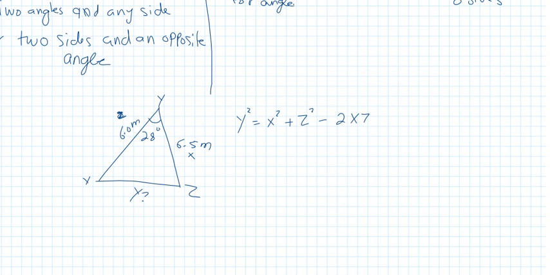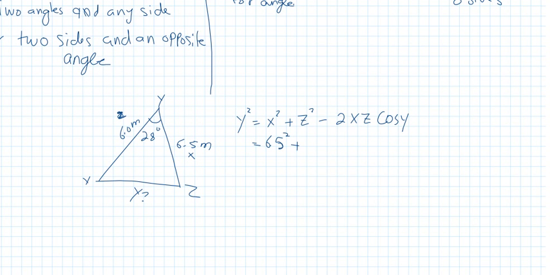So what's x? 6.5 squared plus 6 squared minus 2 times 6.5 times 6 times cosine 28. That's 6.0, right? Yep. Miss, where did you get the 2? What 2? It's in the formula. It's 2 minus 2 times this. It's in the formula.